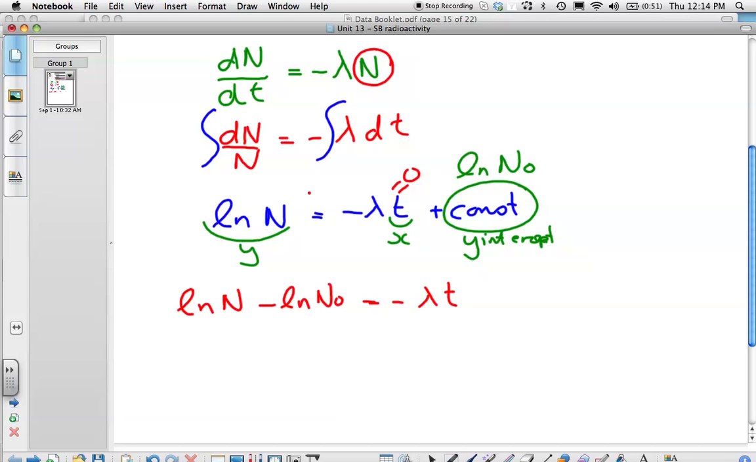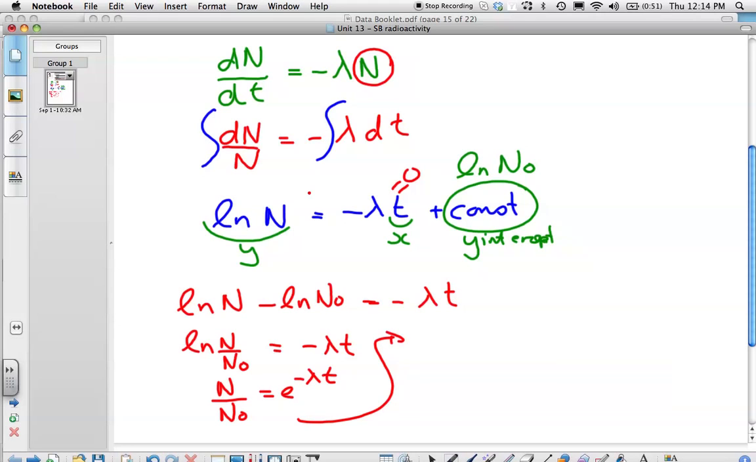We can use our log laws to write this as ln of N over N0 is equal to minus lambda t. I can change this into my exponential form. So we're going to have N over N0 is equal to e to the minus lambda t, and I can change that formula around again to get my final form of the formula, that the number N is equal to N0 e to the minus lambda t. And that's one of your crucial formulas that you have.